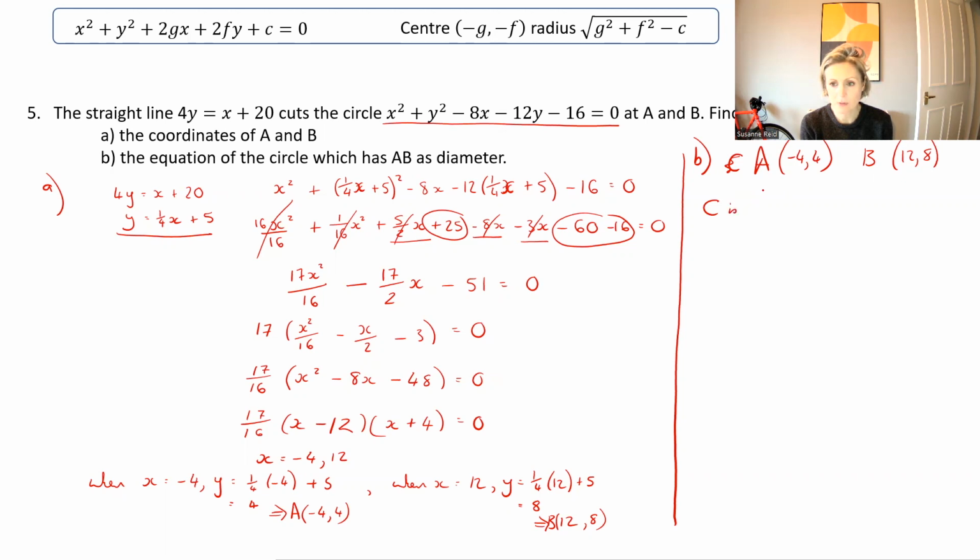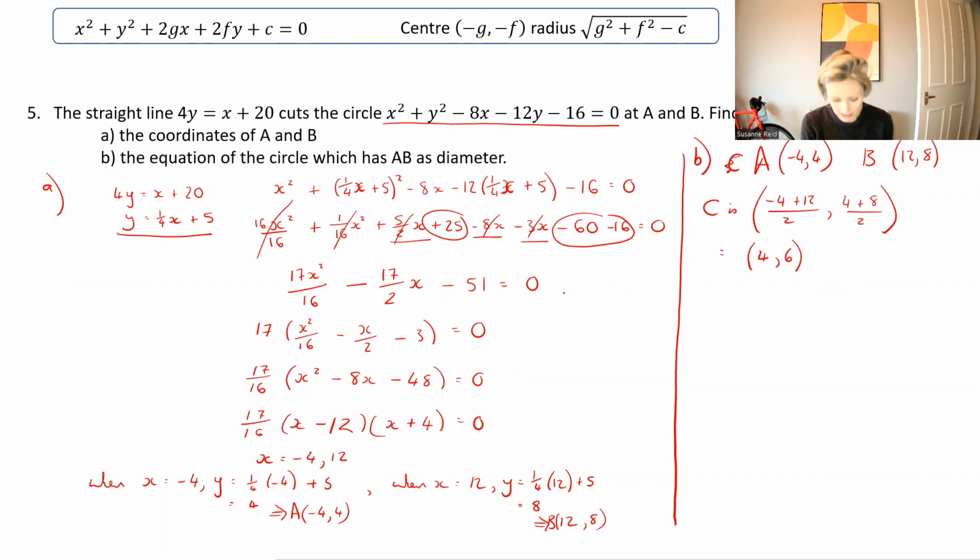So we take the x coordinates and average them, and the y coordinates and average them. So minus 4 plus 12 divided by 2, and the y coordinates 4 plus 8 divided by 2. That gives me minus 4 plus 12 is 8, over 2 is 4, and 4 plus 8 is 12, over 2 is 6. So the centre of my circle is 4 across, 6 up. The next thing I need is to work out the radius. The radius goes from the centre to either A or B, or you can work out the distance from A to B and halve it.